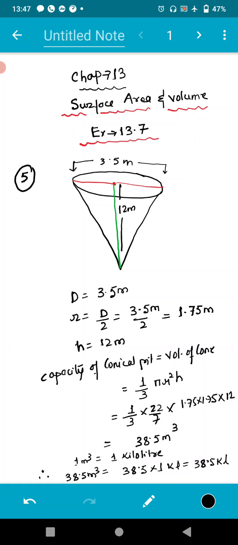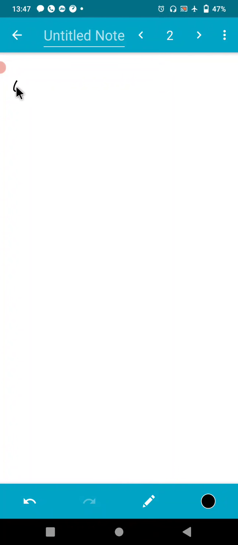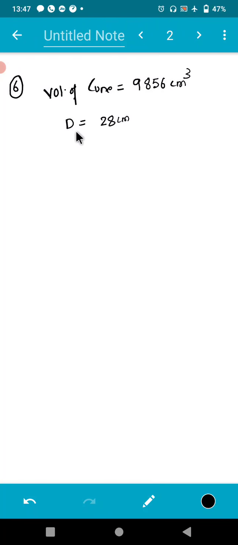Now let's move on to question number 6. It is also very easy. It has 3 parts. The volume of the right circular cone is given. So we'll write this: volume of cone is already given to you, that is 9856 centimeter cube. And the diameter of the base is given as 28 centimeter. So when diameter is given, obviously we have to find out the radius, that means 28 by 2, and this would be 14 centimeter.